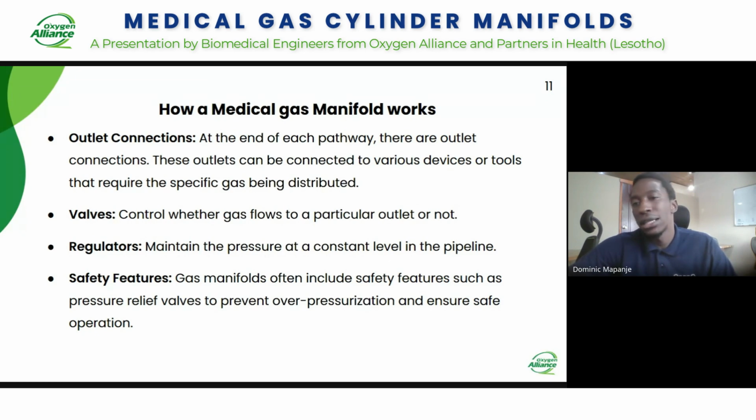So it can be the anesthesia machines or the ventilators. And then you have valves. So these will be at the manifold itself, at the pipe, and also at the pipelines. The valves will be used to control the flow, so it's either to shut off the flow or to allow gas to flow through the pipeline. And then you also have regulators. The regulators will keep the pressure that you want in the pipeline constant. So let's say you want 6 bars in your pipeline, you set your regulators to provide 6 bars in your pipeline.